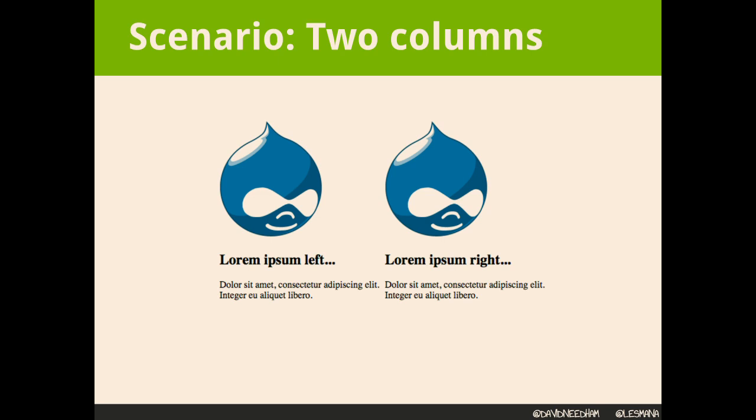All right, so I think a really good way to talk about what you can use the Paragraphs module for is by describing a scenario. Let's say you have a client, or maybe you are the client. You want to do something like this on your basic page. You want to have two columns of content with an image, some sort of a title, subtitle, and a brief description. And you want them to be in two columns right next to each other.